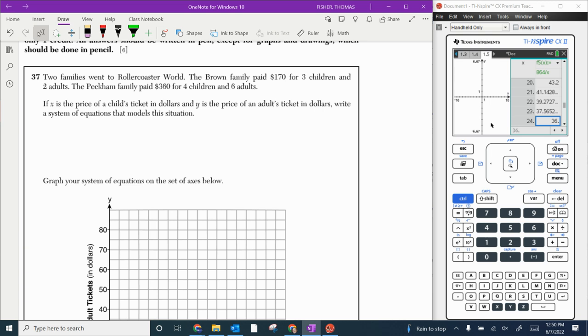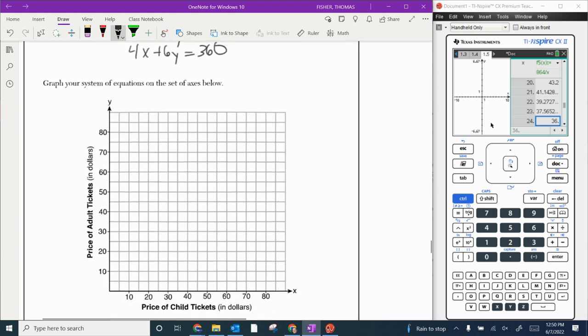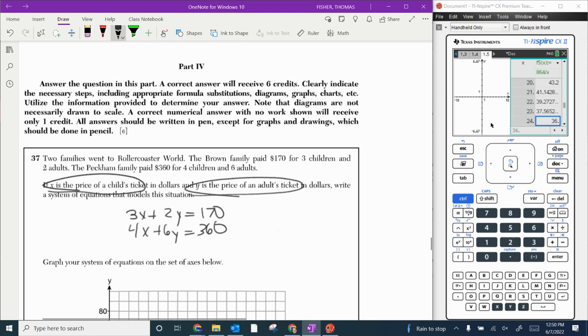Brown family paid $170 for 3 children and 2 adults. X is the price for a child. Y is the price for an adult. So 3x plus 2y equals 170. The other family, 4 children, 6 adults, 360. There we go. Now we've got some points. To graph these, not the easiest thing in the world to do.